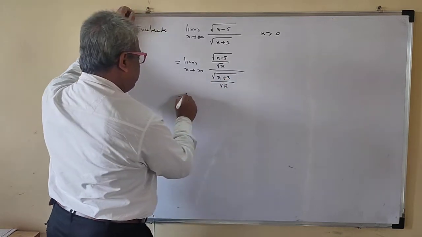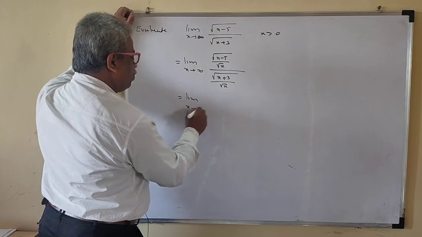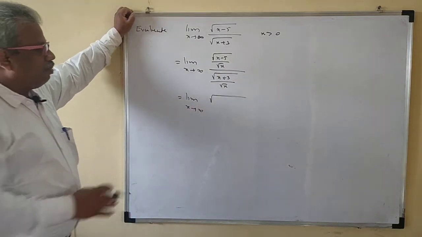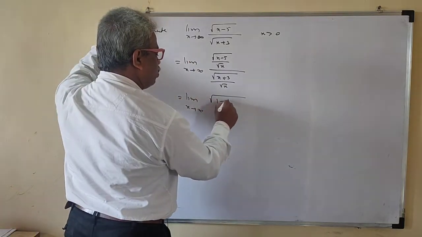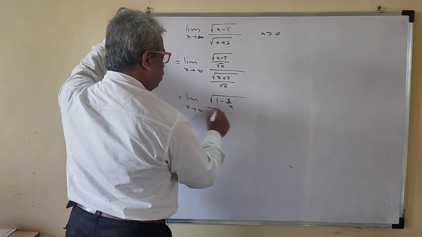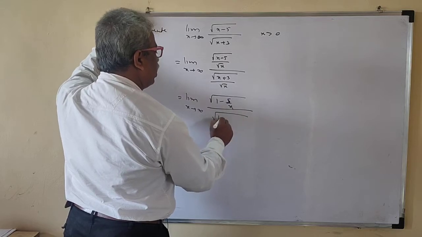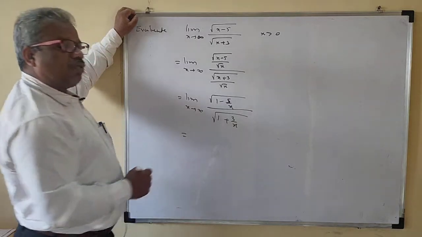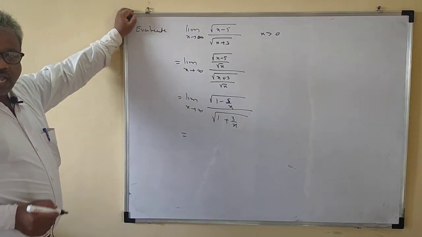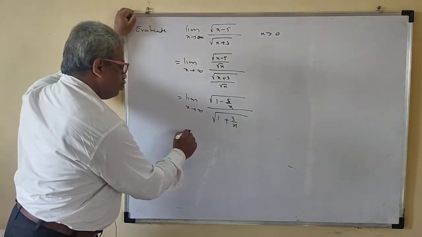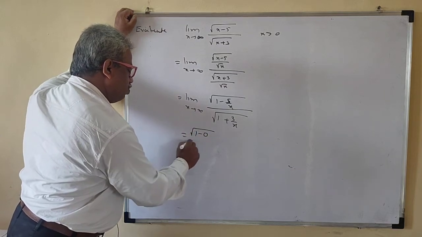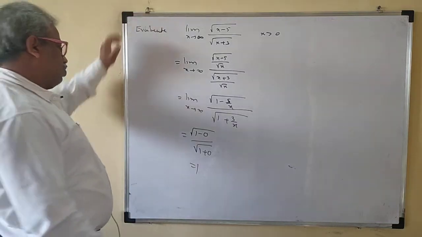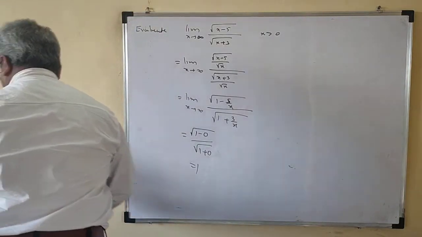So this will be the limit as x tends to infinity of, under root, since we divide by x, so this is 1 minus 5 upon x, upon 1 plus 3 upon x, all under root. Right, so directly you can put x as infinity, and we know that 1 upon infinity is 0. So this is root of 1 minus 0 upon root of 1 plus 0. So this is 1. Okay, this is 1. Next.